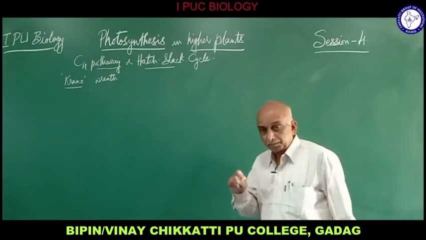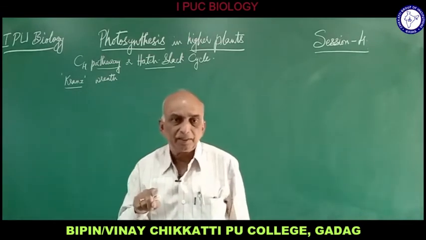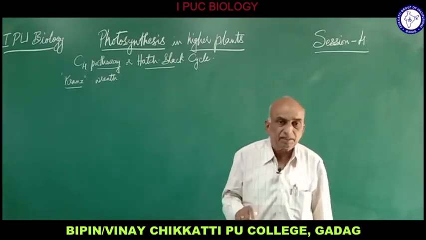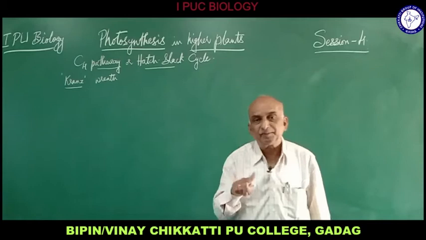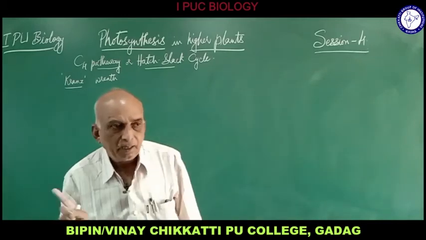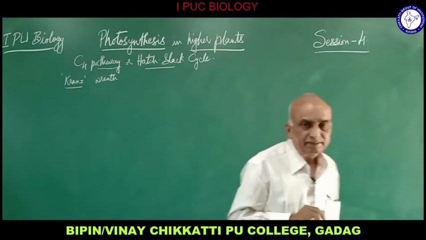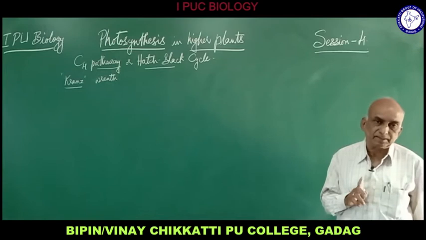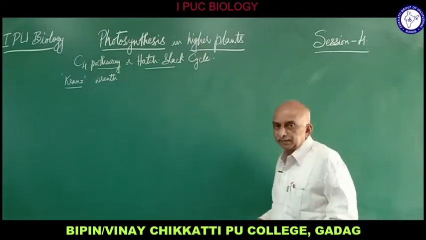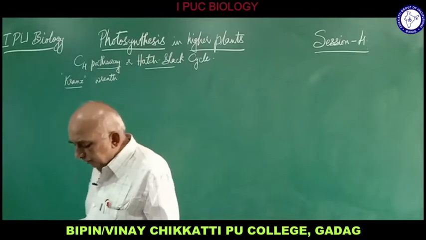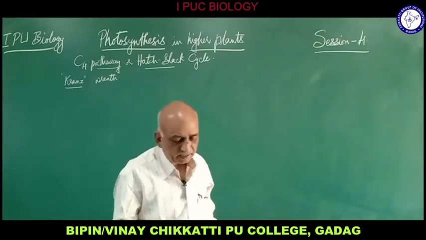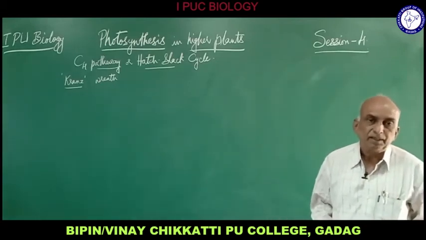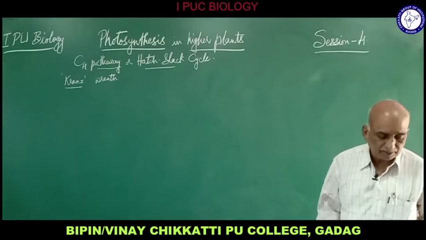Here the bundle sheath cells of the leaf, the cells which surround the xylem and phloem, appear like a wreath. Hence, and also they are larger in size. They are different from the mesophyll cells, and that is why it is called Kranz anatomy. So this Kranz anatomy is the characteristic feature of C4 plants. Plants which conduct the C4 pathway include maize, jowar, sugarcane, etc.